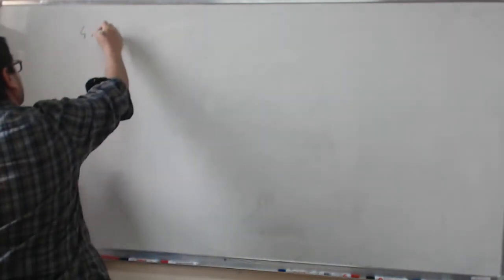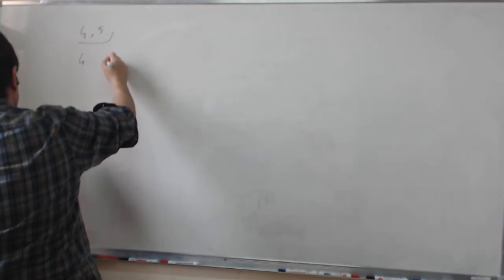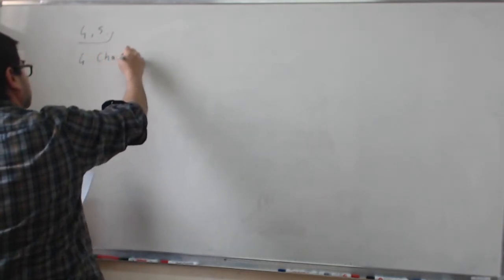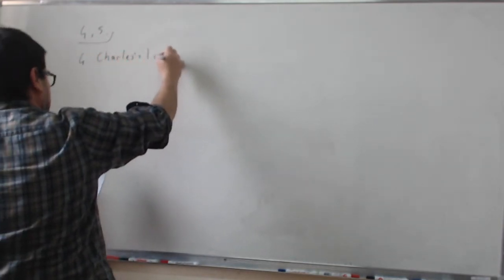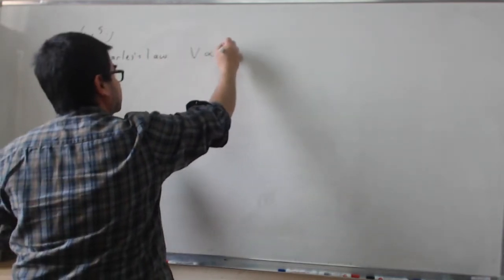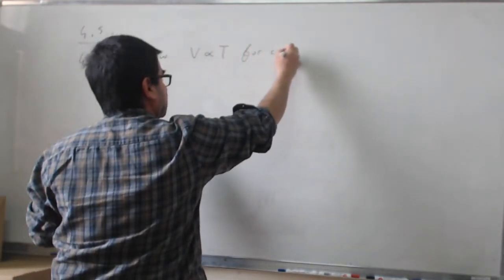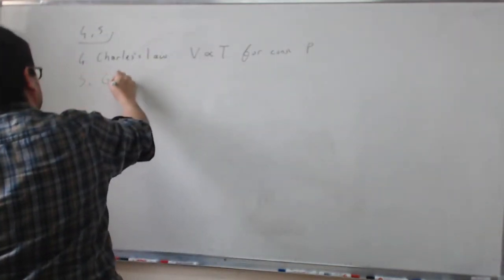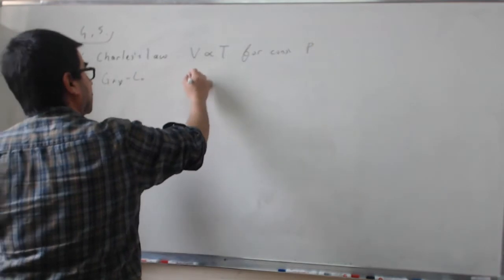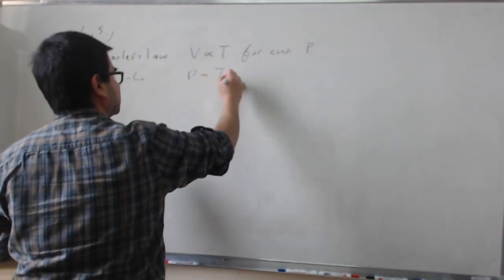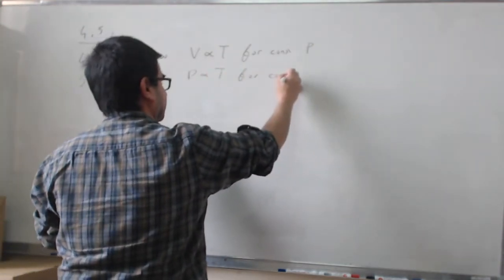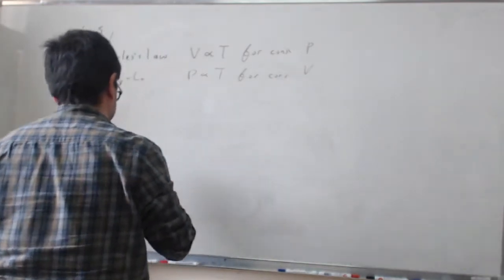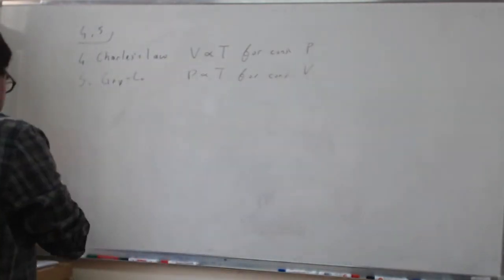Questions 4 and 5. Four is Charles' law, and that just states V is proportional to T for constant P. And 5 is Gay-Lussac's law, and that says P is proportional to T for constant V. Okay. And they're asking us to do this through kinetic theory.